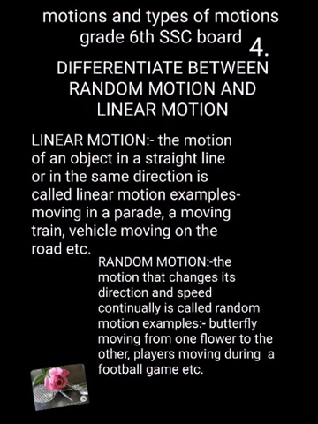Differentiate between linear motion and random motion. Linear motion: the motion of an object in a straight line or in the same direction is called linear motion. Examples: soldiers moving in a parade, a moving train, vehicle moving on the road. Random motion: the motion that changes its direction and speed continually is called random motion. Examples: butterfly moving from one flower to the other, players moving during a football game.